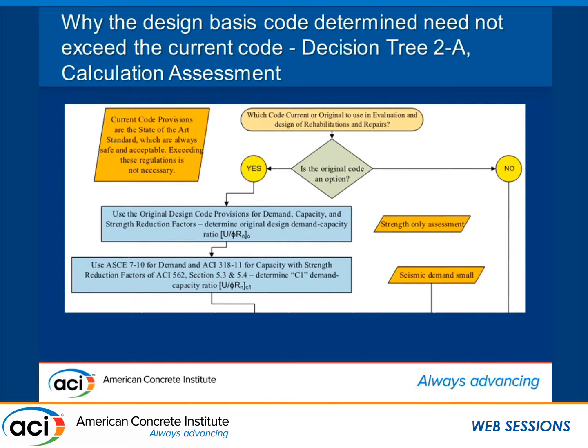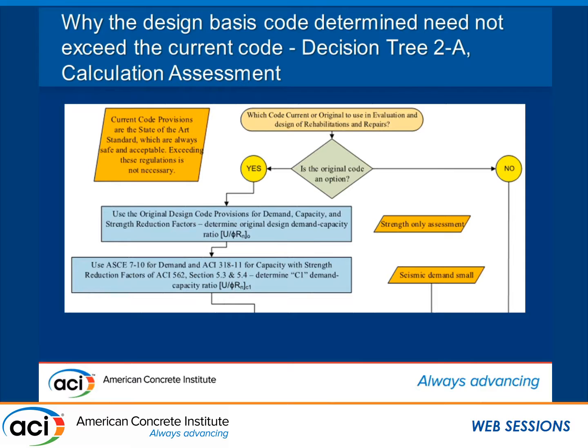Why the design basis code determined need not exceed the current code? This is a decision tree that gives you the information that you could put into a spreadsheet to make decisions. You start again with a current structure, and the first question you ask is, is the original building code an option? If it is, then you come down the left side. This decision tree on the left side is what you might want to pay attention to.